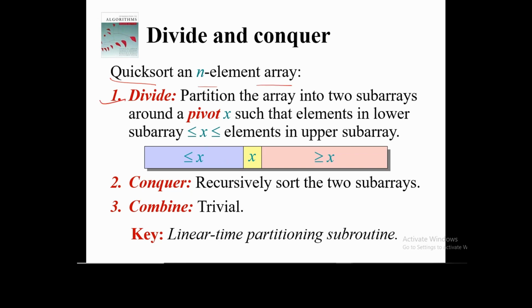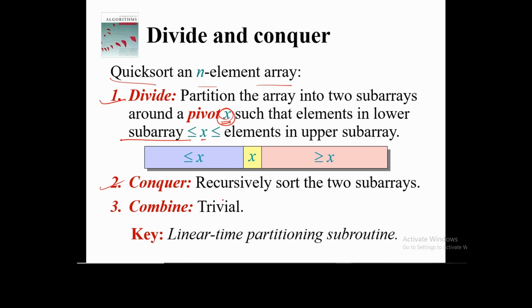Quicksort on an n-element array. The first step is divide. Partition the array into two sub-arrays around the pivot X. This is the pivot, such that elements in the lower sub-array will be smaller than or equal to this element, and all the elements in the right side array will be greater than or equal to this particular pivot element. Next step is the conquer step.